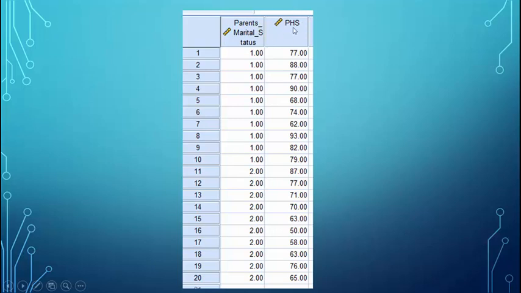And then my second column is the physical health score, or the dependent variable, and so my first participant whose parents are married, their physical health score was a 77. My second participant whose parents are married, their physical health score was 88. You go through that with all of your children whose parents are married, and then we start here on line 11. This is a child whose parents are going through divorce, and their physical health score is 87. This person is the next person whose parents are going through divorce, and their physical health score is a 77. So you have 2 columns. It doesn't matter which order it's in, but one column has the independent variable, one column has the dependent variable.